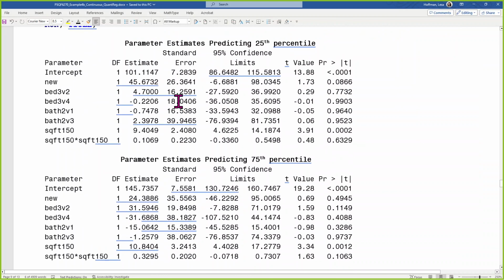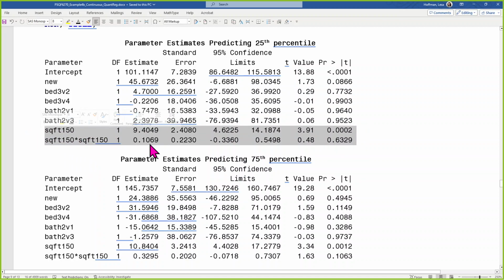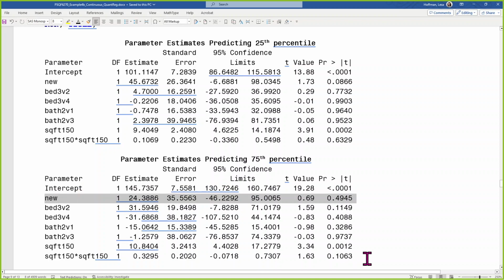Here's what we get for 25th. This is SAS output. New construction doesn't matter. Size matters linearly only. And here's the same set of predictors predicting the 75th percentile. New construction really doesn't matter, and square footage similar.